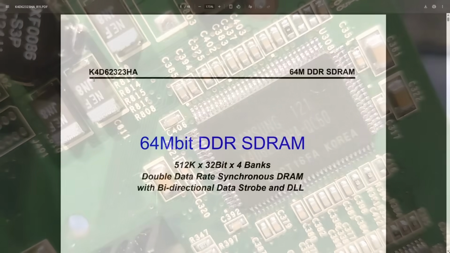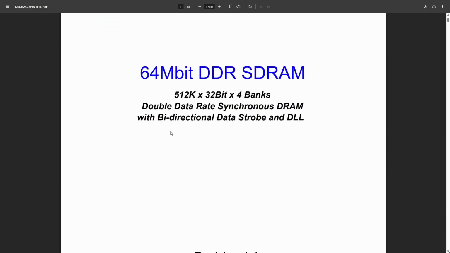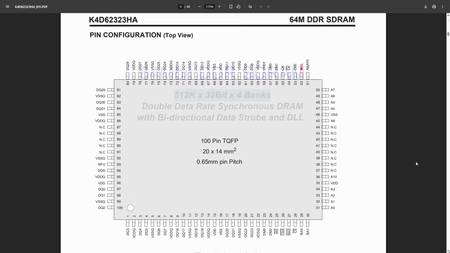And the memory that is on this card is the K4D62323HA, a Samsung memory chip, 64 MBit DDR SDRAM. And here is the memory organization. And here we can see the pinout of our chip.